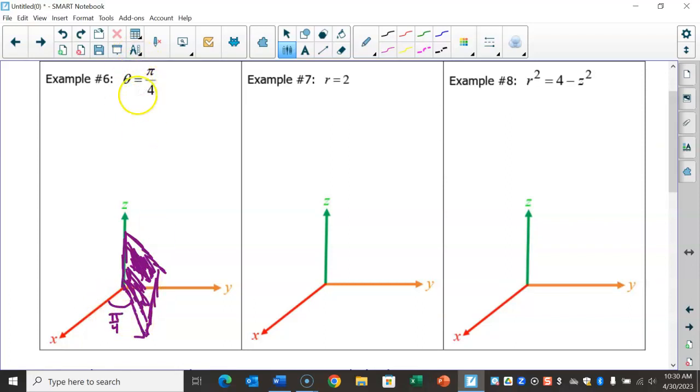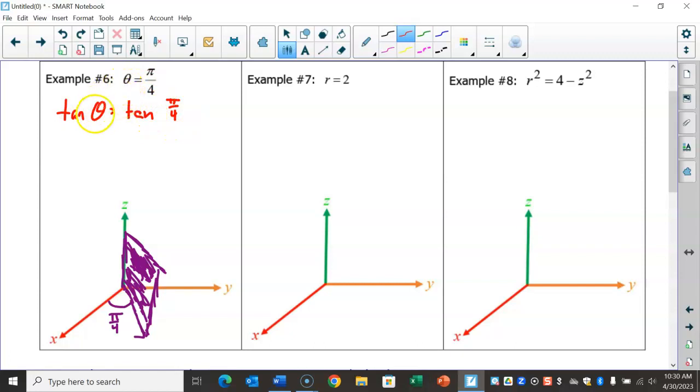Now we also want to convert this into a Cartesian equation. So what we're going to do is take the tangent of both sides. I'm going to change my color here for a second. So the tangent of theta is equal to the tangent of pi over 4. Why can we do this? Because if the tangent of A is equal to the tangent of B, then A and B have to be equal to each other.